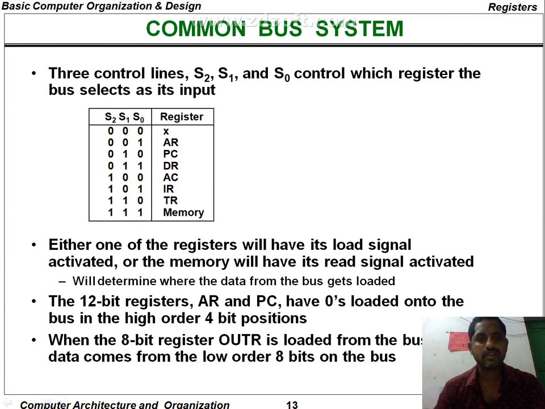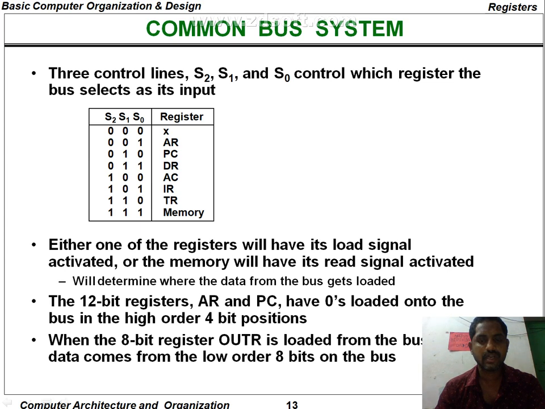And 001 selects the address register. 010 is the program counter. 011 is the data register. 100 is the accumulator. 101 is the instruction register. 110 is the temporary register. 111 is the memory.